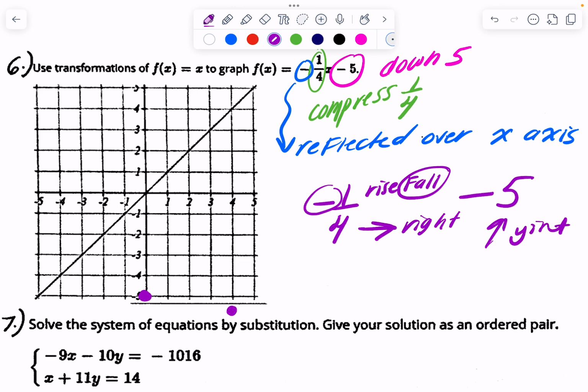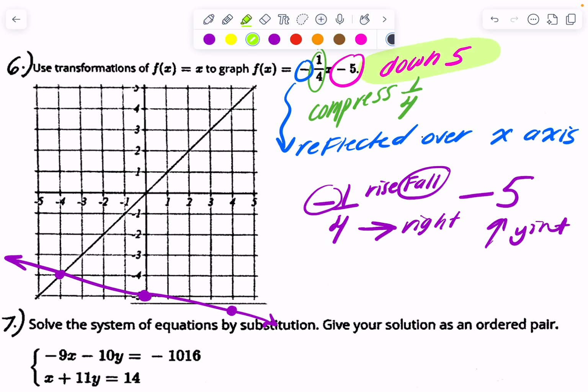So I did my y-intercept of -5, and then I fell 1 to the right 4. So now I got to go the other way. I'm going to go up 1 over 1, 2, 3, 4. So now I have that graphed. I didn't want to graph it by transformations because graphing a line the old school way is so much easier.